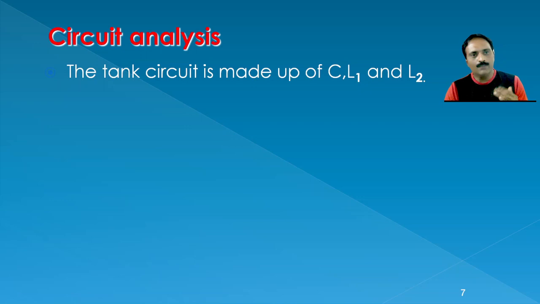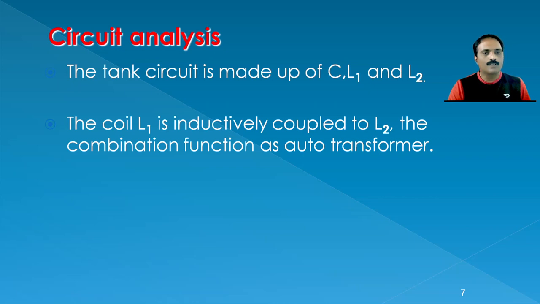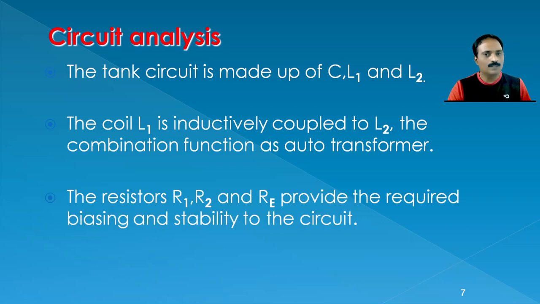Already we have discussed that the tank circuit is made up of C, L1 and L2. The coil L1 is inductively coupled to L2, and the combination works as an auto transformer. Whatever resistors we are using here, R1, R2 and RE, are going to provide the required biasing and stability to the circuit.